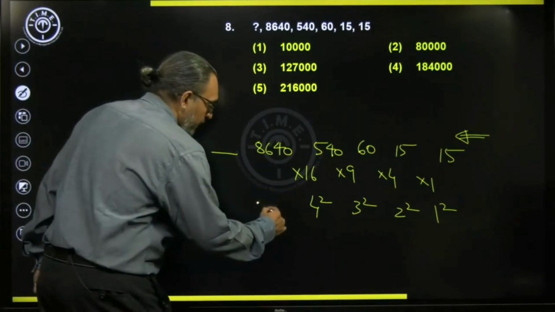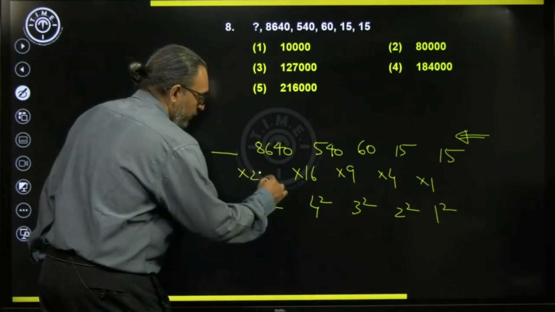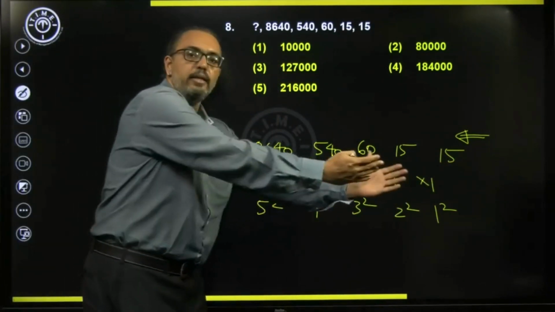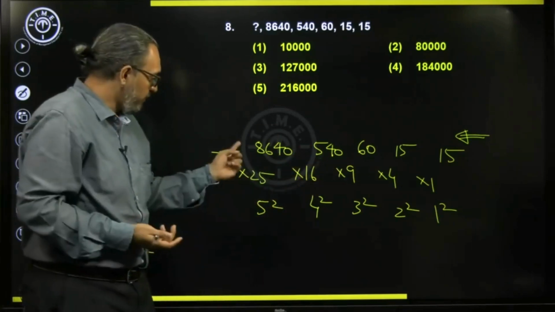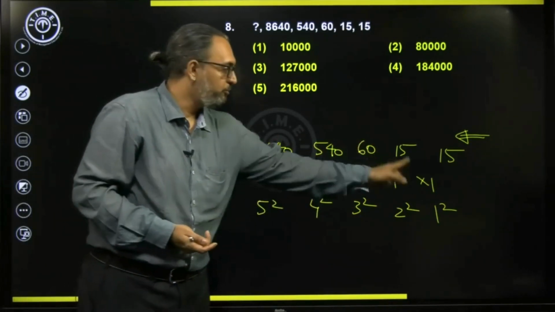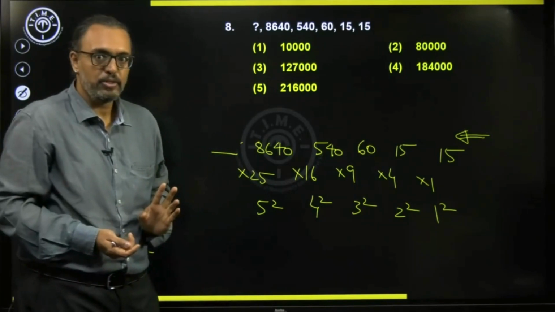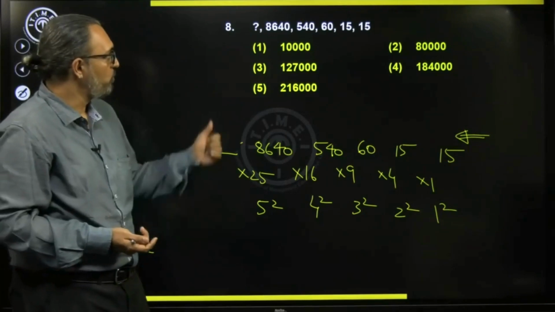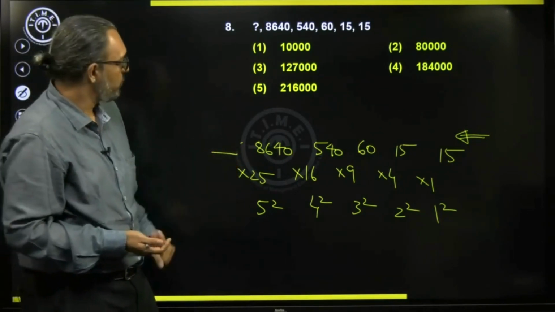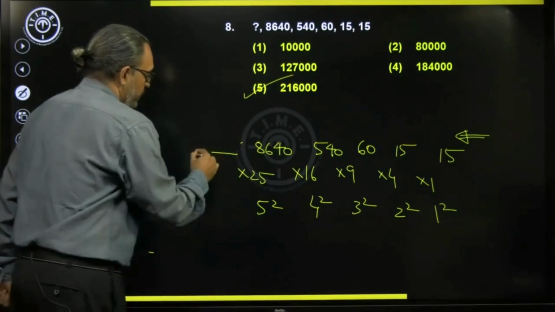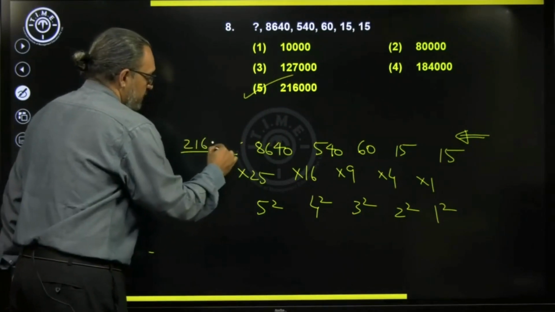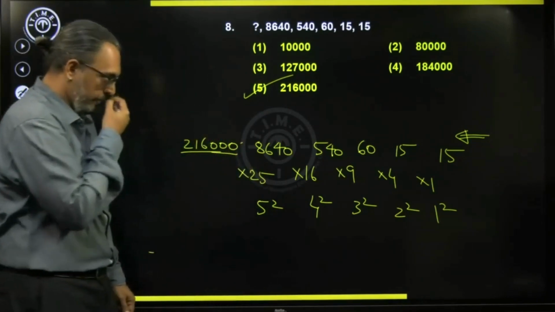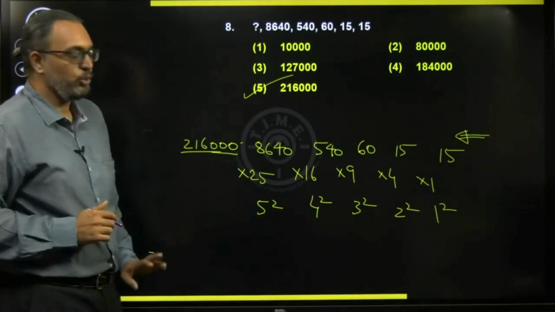Then next you multiply it with 5 square, means 25. So I am coming from the right side, so that is why it is multiplication. If you come from the left side, it will be division. So divide by 16, divide by 9, divide by 4, like that. Understood the point? Okay. So here 8640, when you multiply by 25, how much are you going to get? So it is 216 followed by 3 zeros. Okay. So that is the answer you will have.